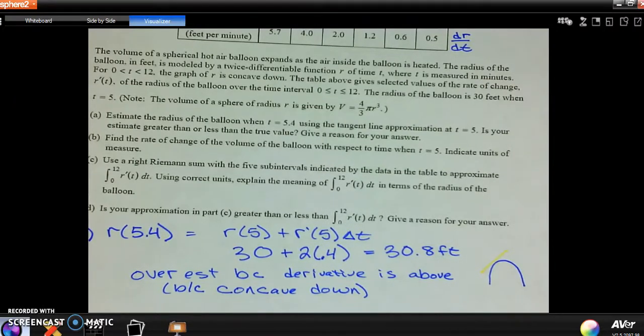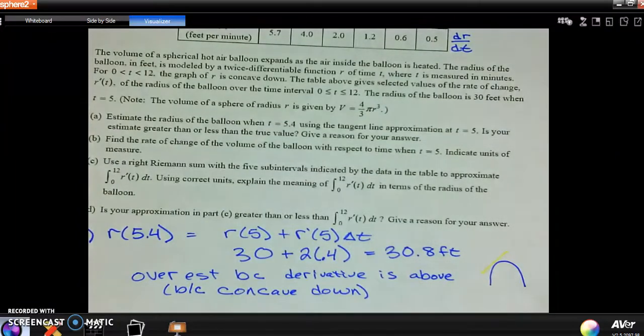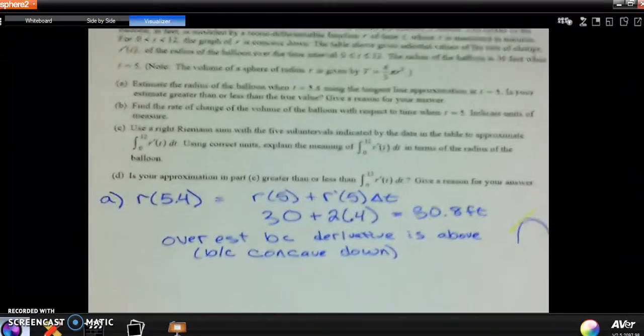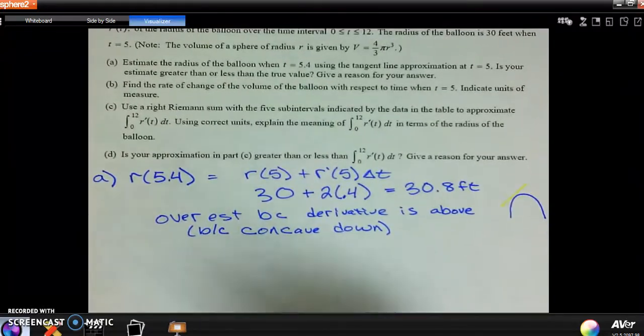And now part B, this is the review. So it says, find the rate of change of the volume of the balloon with respect to time when t is 5, indicate units of measure. So notice here, it specifically told you to indicate units of measure. So that means they're going to be counting that against you if they don't. So just make sure you're answering the full question at the end there.